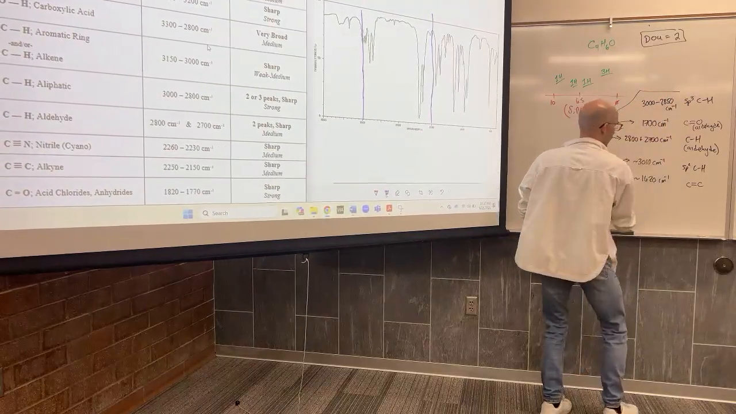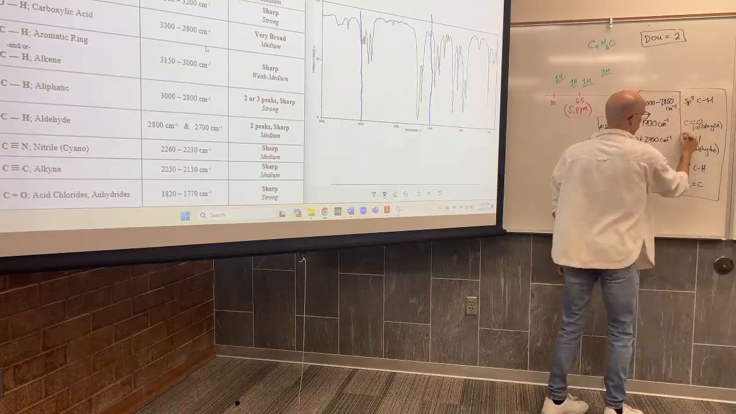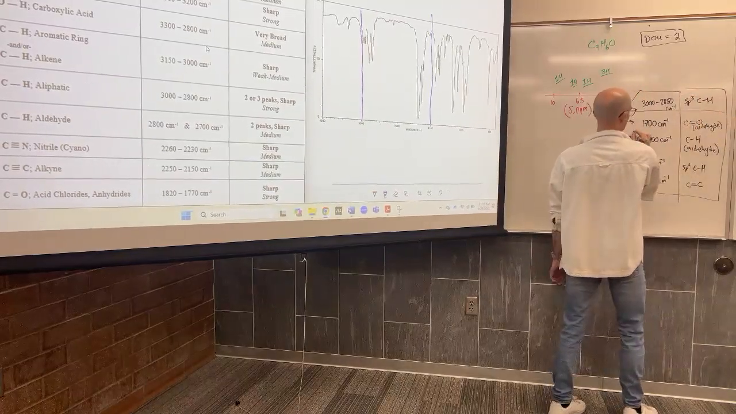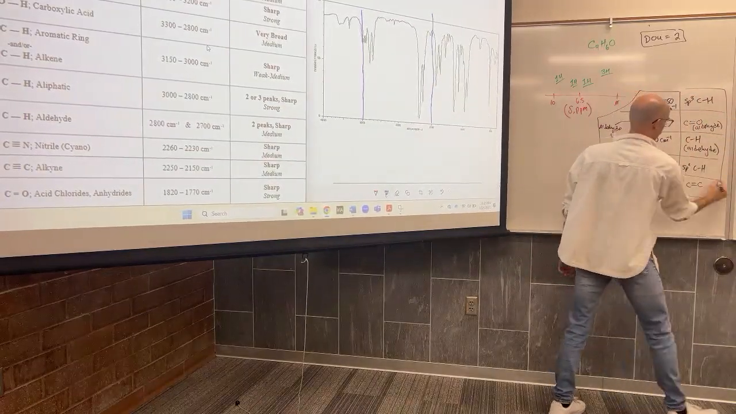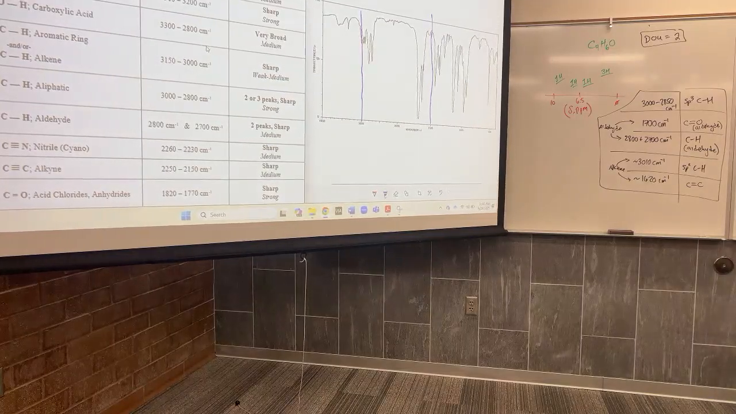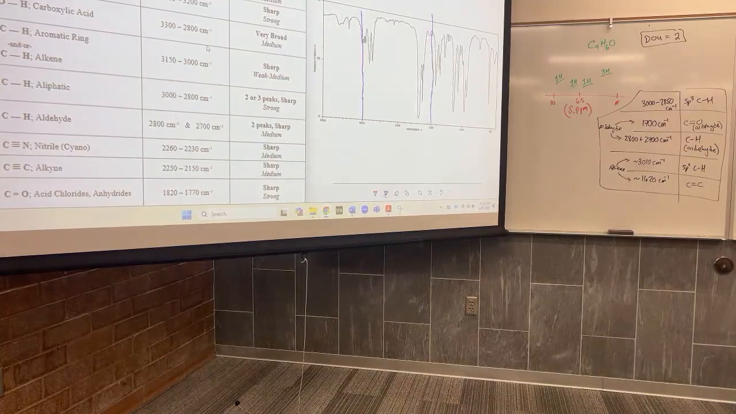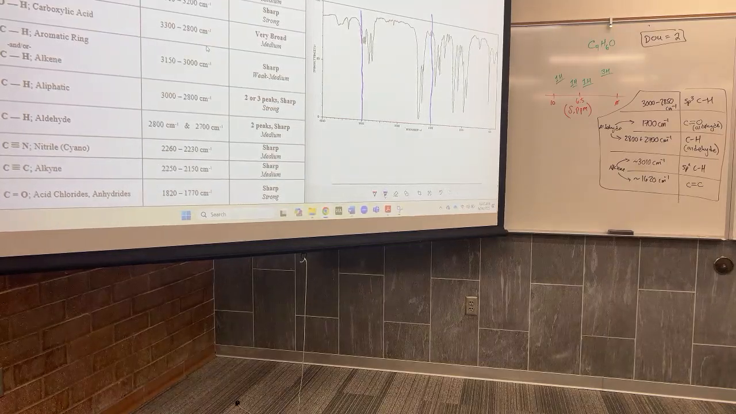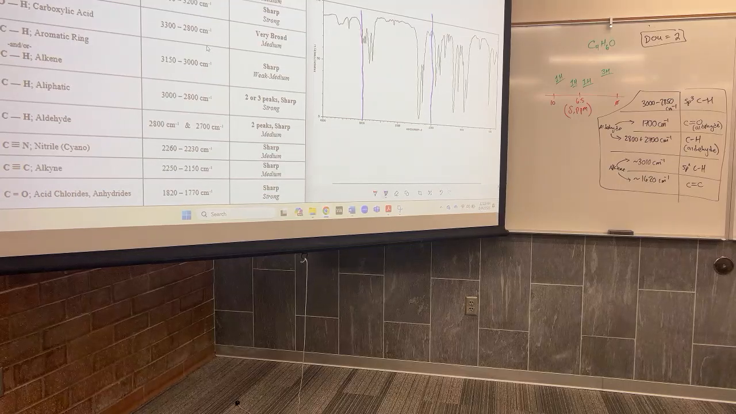On your unit test this weekend, one part of your short answer is: take this IR and assign all of the major key peaks. I did phrase it a little bit differently so that you could miss 1 or 2 without losing points. I phrased it as identify at least 2 key peaks above 1500. But it's going to help you the best if you identify as many as possible.